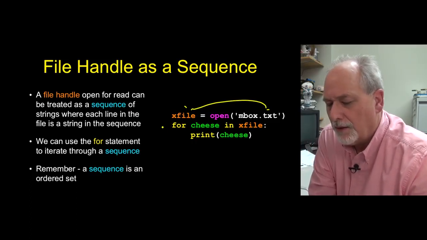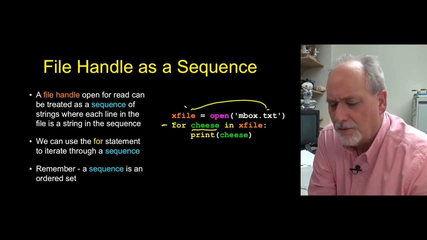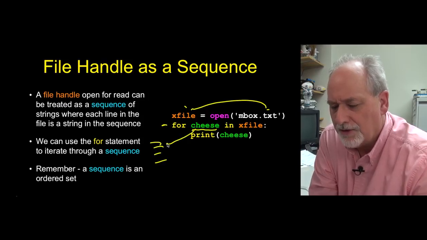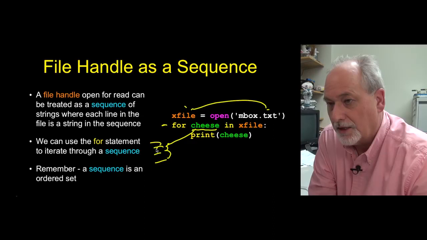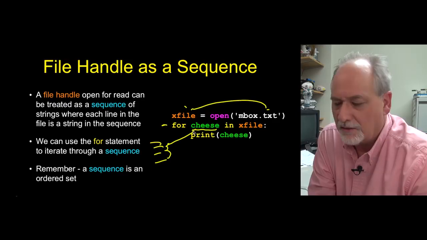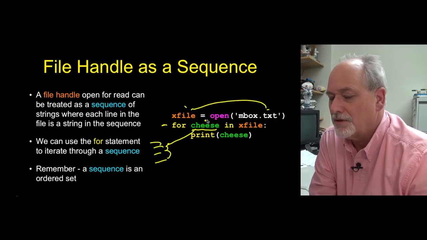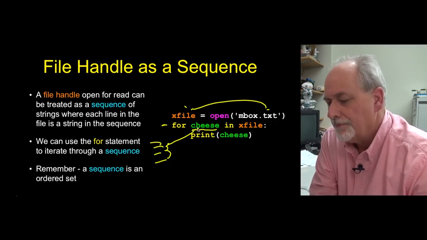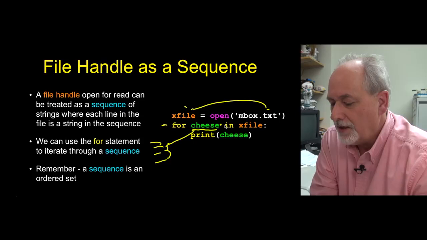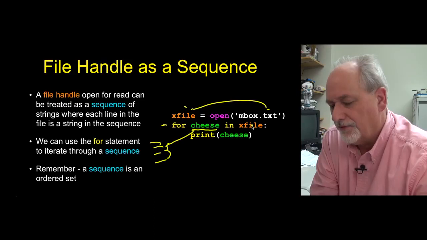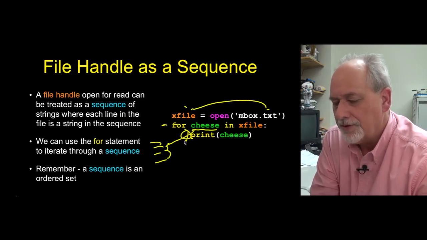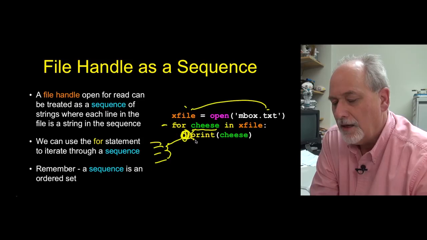We use the for loop, and we have an iteration variable. When we talk about the file, cheese is going to be the first line, then the second line, then the third line, then the fourth line. So it's like going through a string, but you're going through a file now, and you're getting it line by line. I just picked a variable named cheese so you didn't get confused. Later I'll call this line, but Python doesn't know anything special about naming that variable line. It's the for and the in: for each line in the file handle xfile, run this loop one time for every line and then print it out. So it's actually really quite simple.